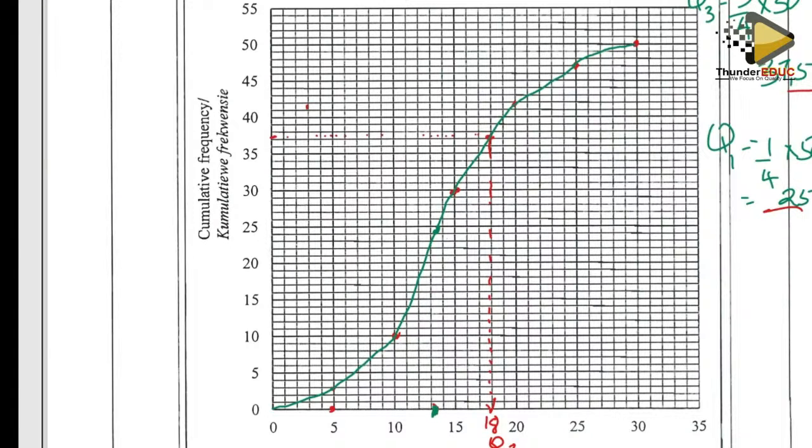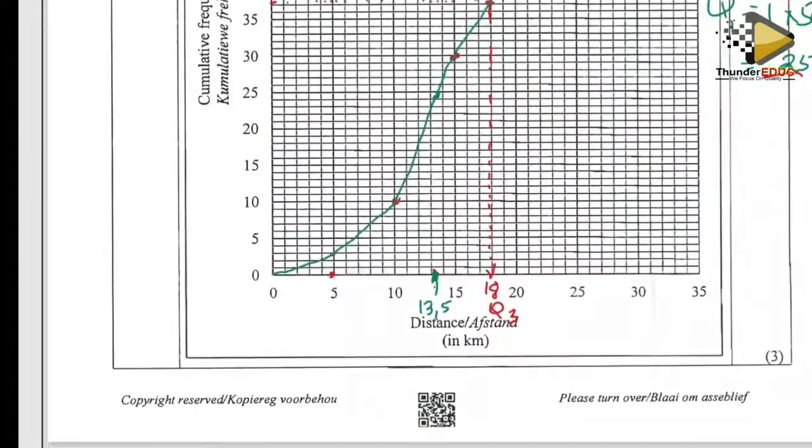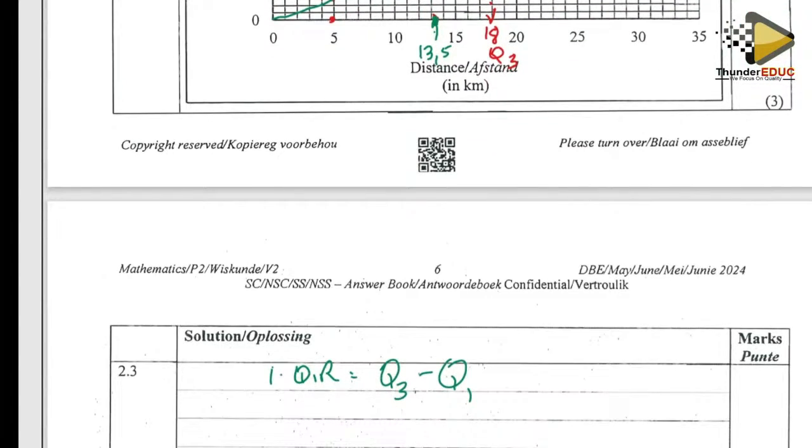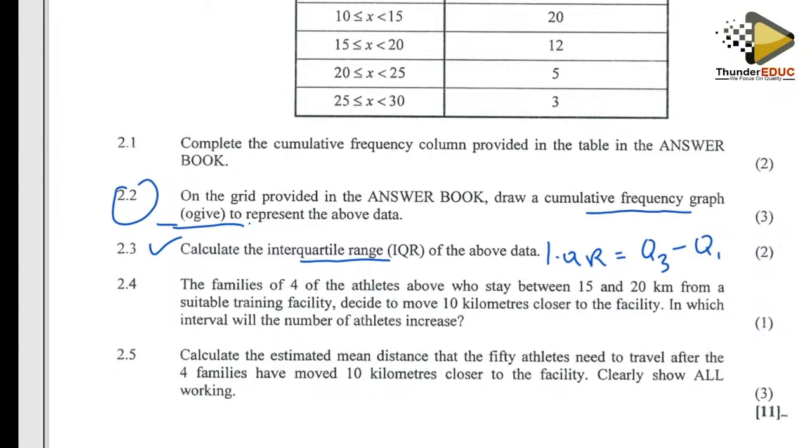Okay. So this value is 11, 12, 13. Maybe we can take it to be 13,5. Okay. So for my IQR, I'm going to get 18 minus 13,5. That gives me 4,5. That will be kilometers. Okay, so that is question number 2.3.